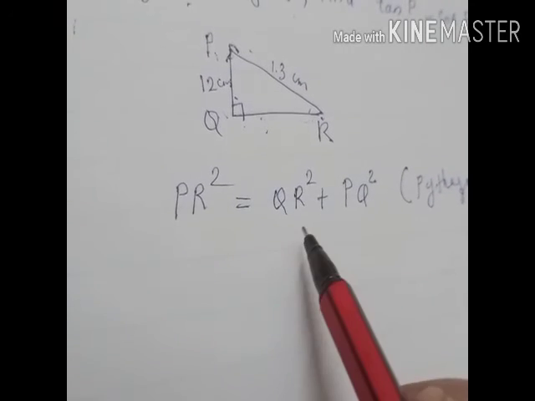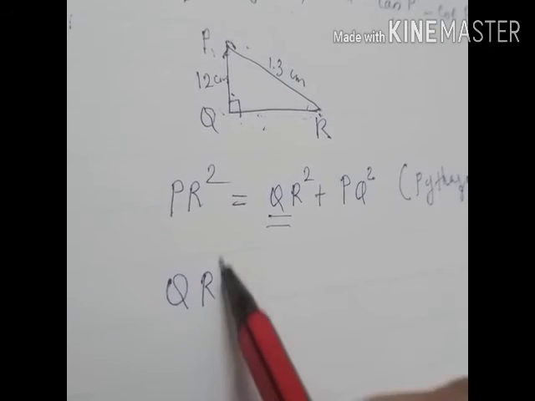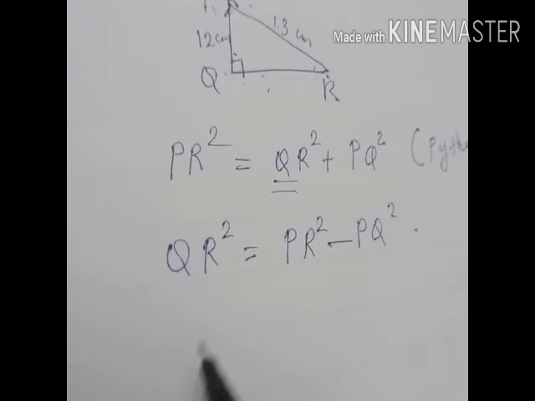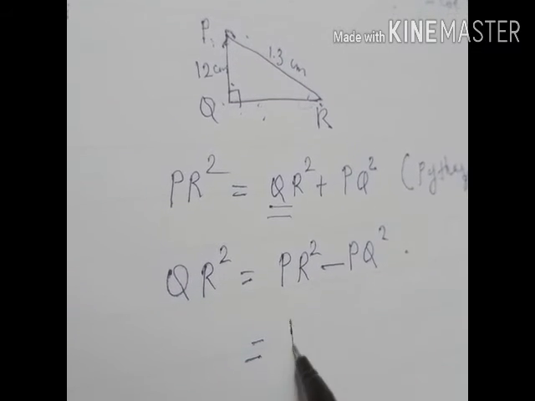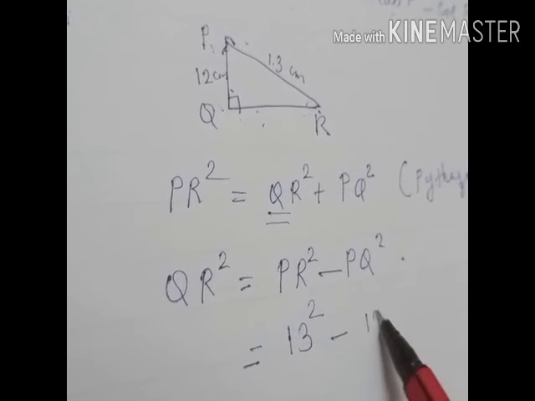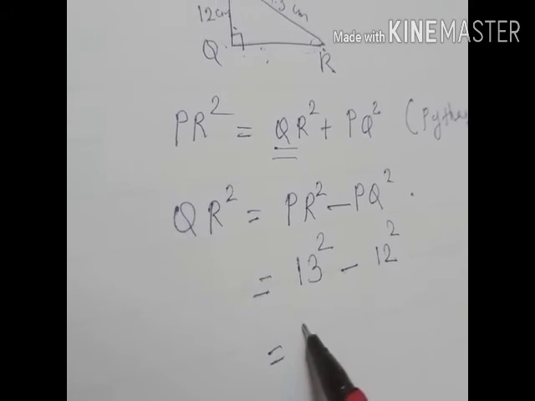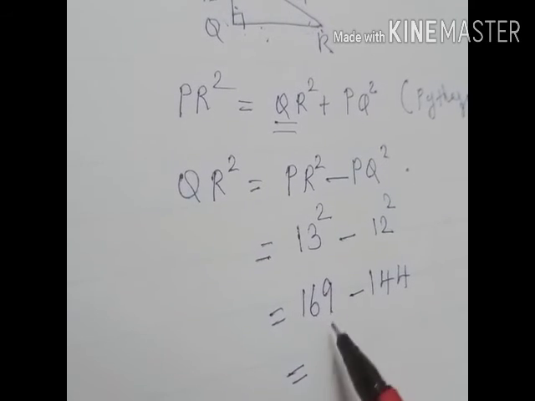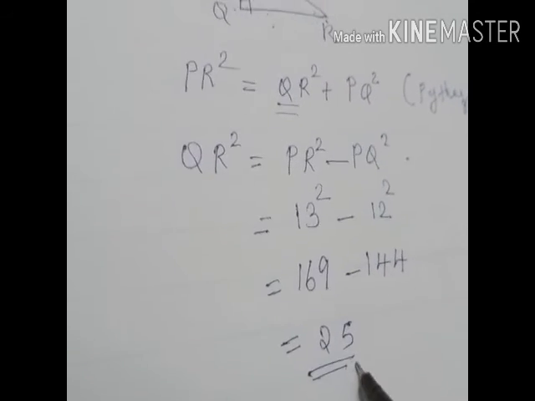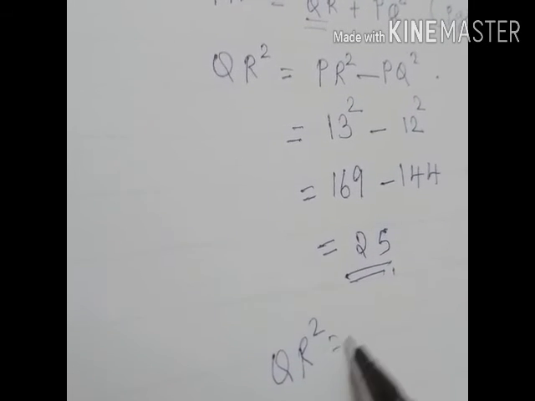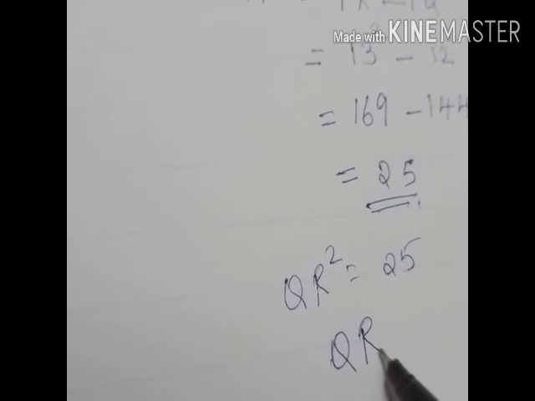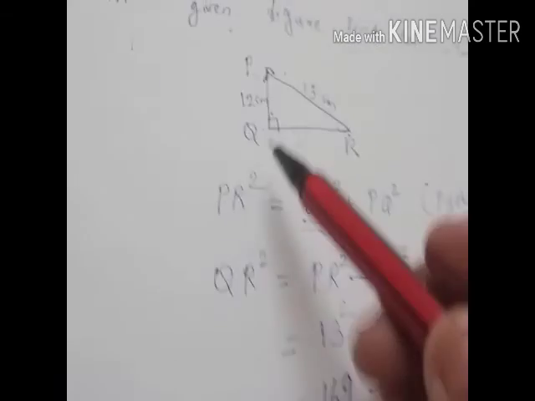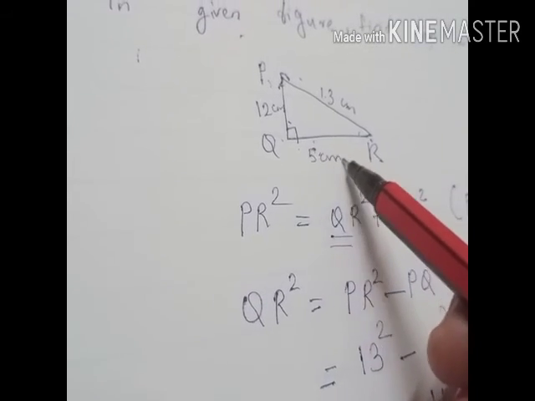Okay. Now we have to find QR. So we can transpose and get QR square equal what? PR square minus PQ square. Okay, then we have to substitute the values. PR is 13. So 13 square minus PQ is 12. So 12 square. This is equal 13 square is 169. 12 square is 144. Then we can subtract them. Then what we will get? 25. So QR square equal 25. Then what is QR? Root 25. This is equal 5 centimeter. So now we got the unknown value QR as 5 centimeter.